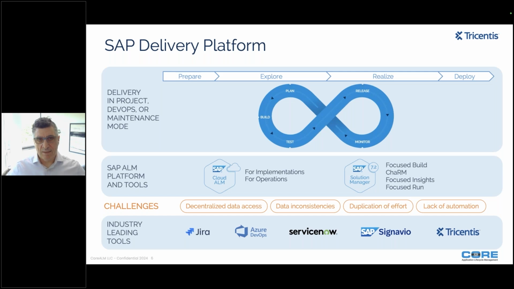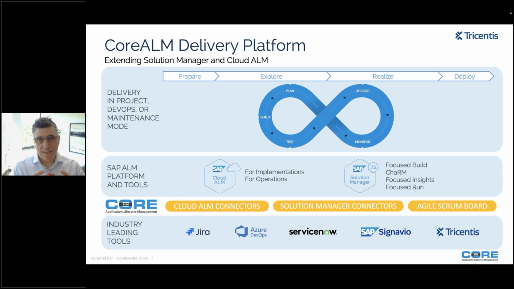And so we provide a unification layer, and that unification layer is designed to centralize data access, eliminating decentralized access, data inconsistencies, duplication of effort, and a lack of ability to automate. So we bring in some tools that allow you to directly connect those applications with your SAP platform. So you get the best tools from SAP, but you get one continuous process that is consistent and unified across SAP and non-SAP, using that application layer that you use for your enterprise, whether it's Jira, Azure DevOps, or ServiceNow.